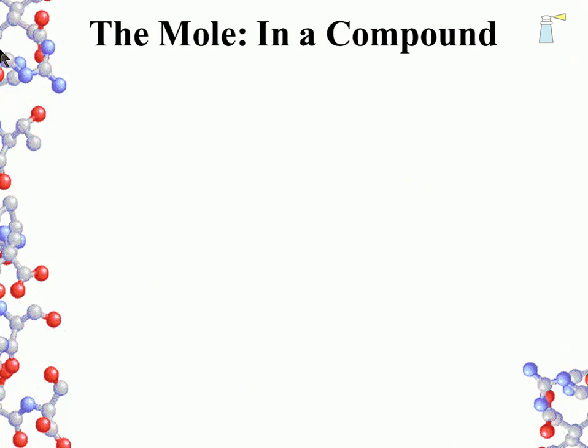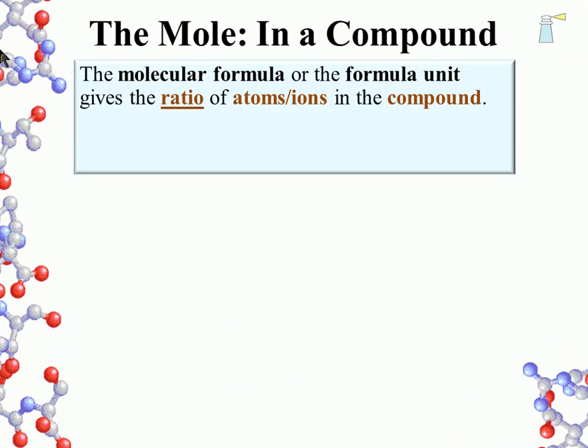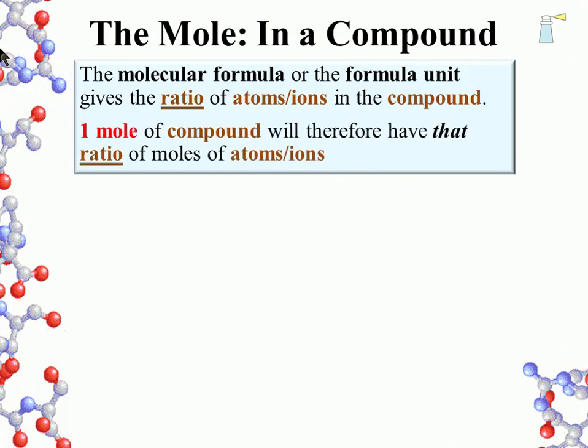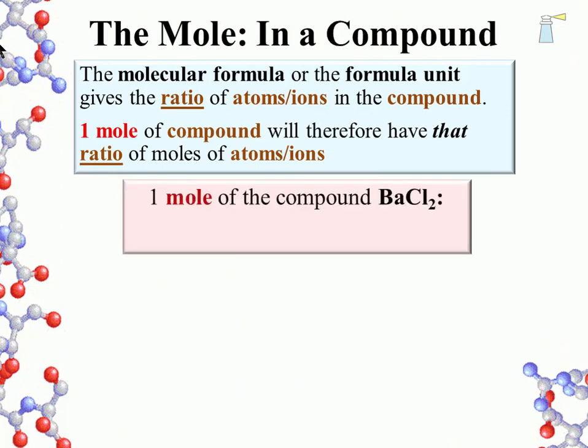An expansion on the notion of moles comes when dealing with compounds. We know that the molecular formula, or the formula unit, gives the ratio of atoms or ions in the compound. 1 mole of a compound will therefore have that ratio of moles of atoms or ions. For example, 1 mole of the compound barium chloride, BaCl2, will have 1 mole of Ba2+ cations and 2 moles of Cl- anions. That follows from the formula unit ratio of 1 barium ion to 2 chloride ions.